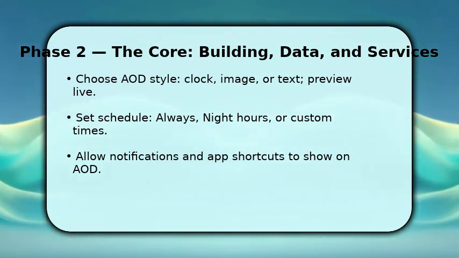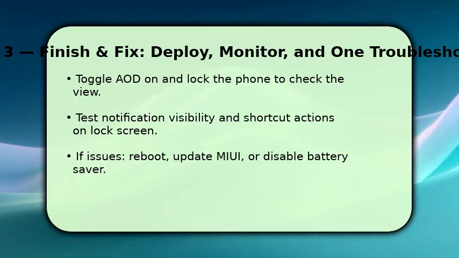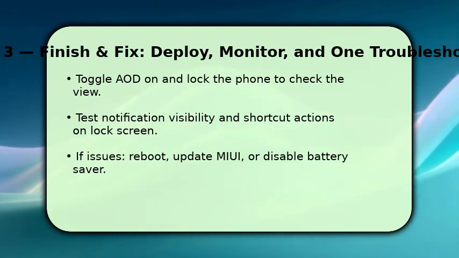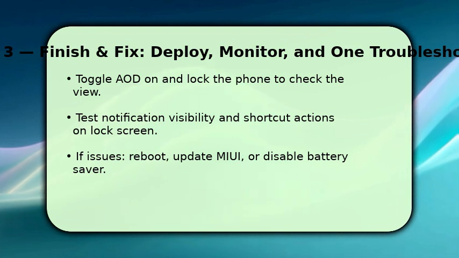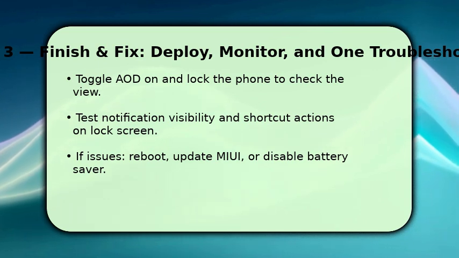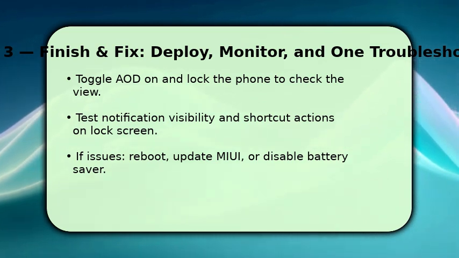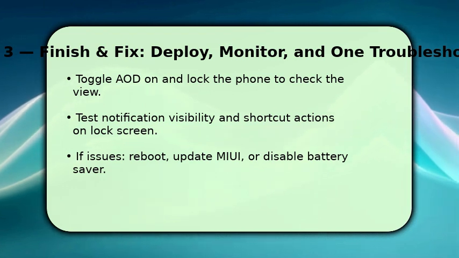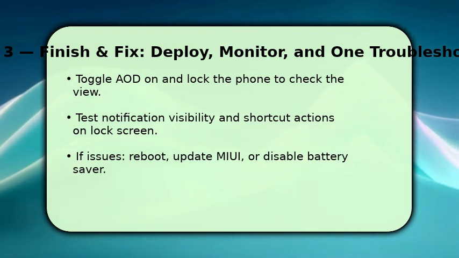You're at the finish line. Toggle Always-on Display on, then lock the phone and glance at the screen to verify the chosen style and notifications appear. If you don't see AOD, make sure ambient display isn't conflicting and that Do Not Disturb lacks override. Once verified, adjust brightness and timeout for balance.